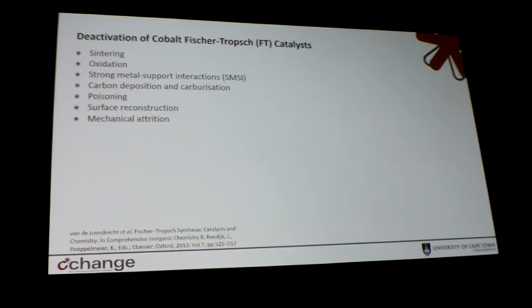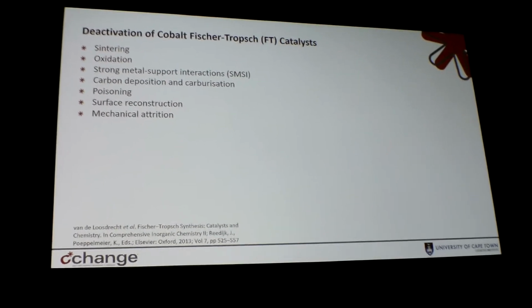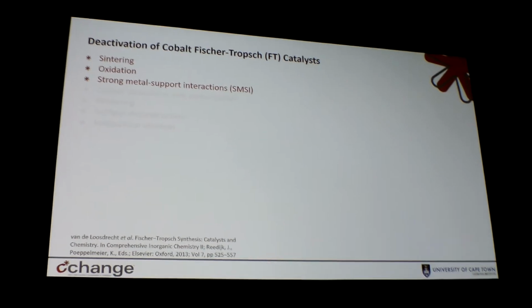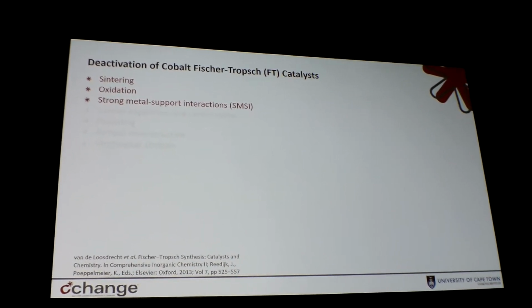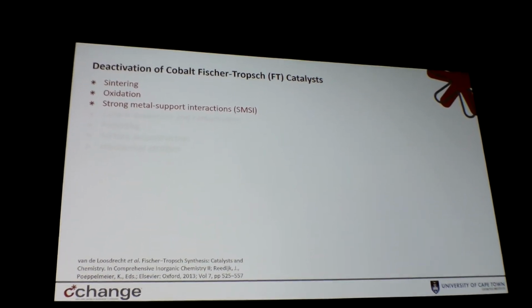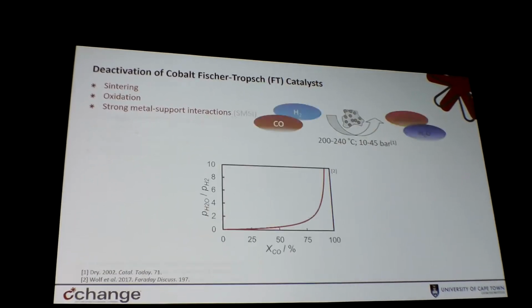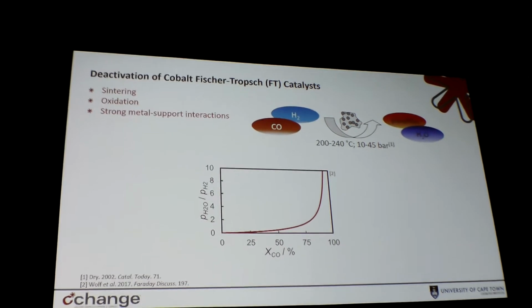As any other catalyst, cobalt-based Fischer-Tropsch catalysts are plagued by deactivation processes. These are listed here, some of those. And I will focus on the first three of them, which are the most prominent ones and which cause a lot of problems to your catalyst, particularly the first two, sintering and oxidation. So we want to try and understand how these come about.